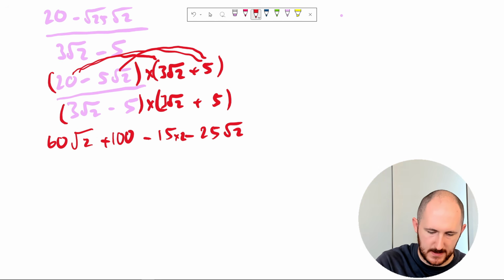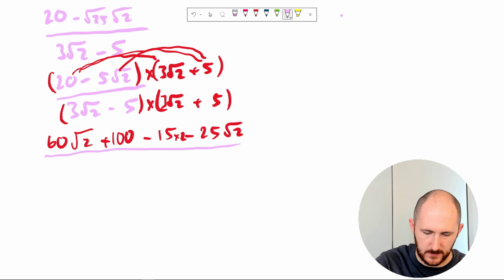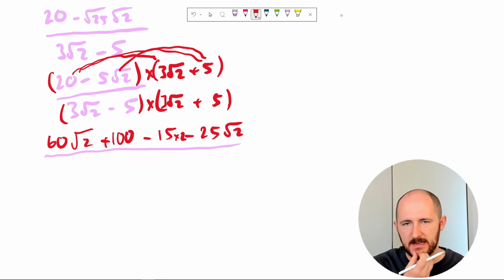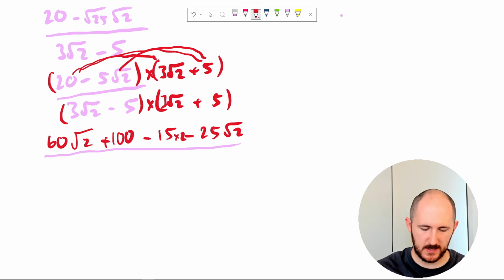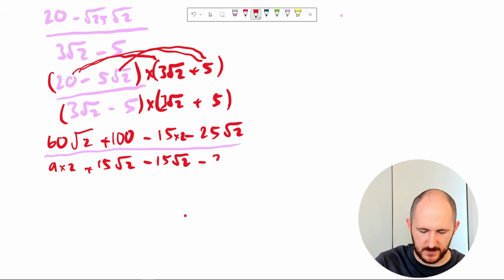Cool, and then we're going to have the fraction, and we're going to do the same thing. Now, if you're really good at rationalizing, you'll know that the denominator is actually really easy to do, but I'm going to do it fully. Hopefully you spot the little shortcut. We have 3 root 2 times 3 root 2, so it's going to be 9 times 2, because of the root 2 times root 2. 3 root 2 times 5 gives me plus 15 root 2. Then minus 5 times 3 root 2 gives me minus 15 root 2. This should always happen, by the way. Minus 5 times 5 is minus 25.